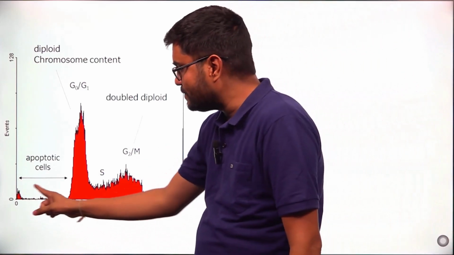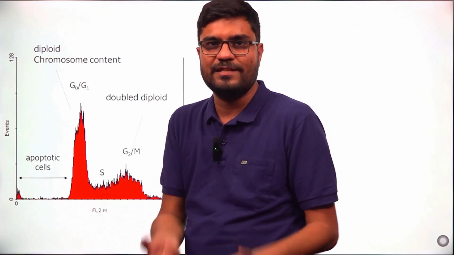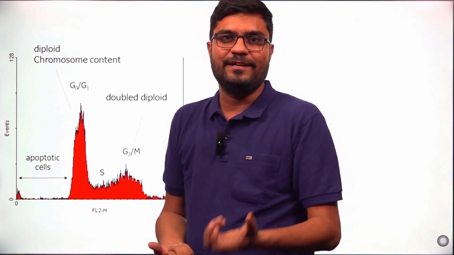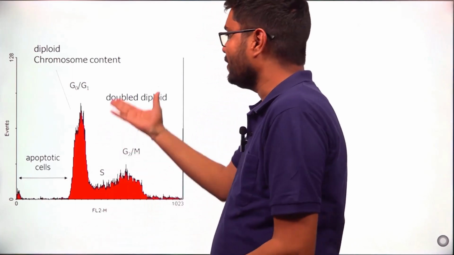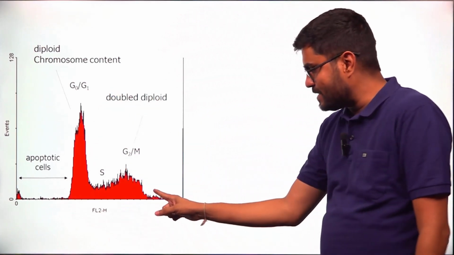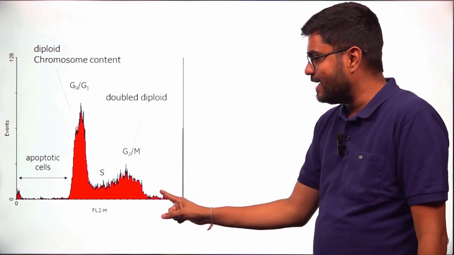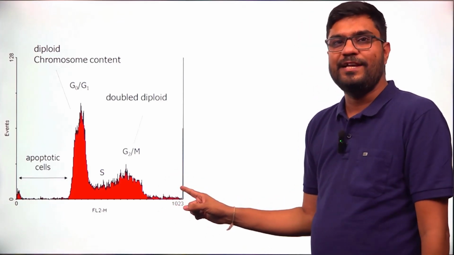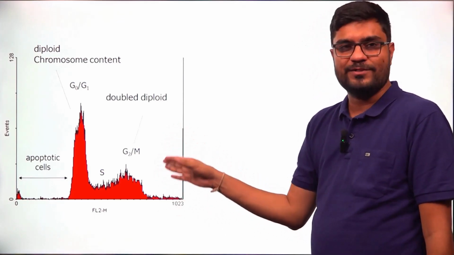Now you can see there are some cells which are less than the G1 phase. These are the cells which are undergoing apoptosis. They are fragmented, so they are containing a DNA amount lesser than what? G1. So we are getting so many cells here. We are getting some cells here also. What do you mean by that? They have an amount of DNA more than 2X, or more than G2.